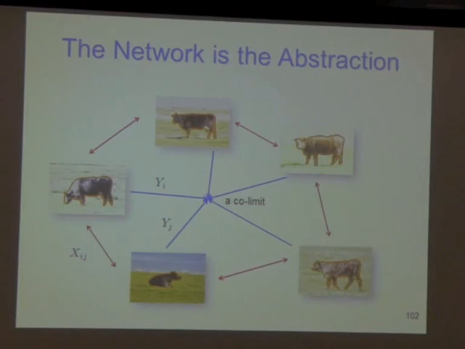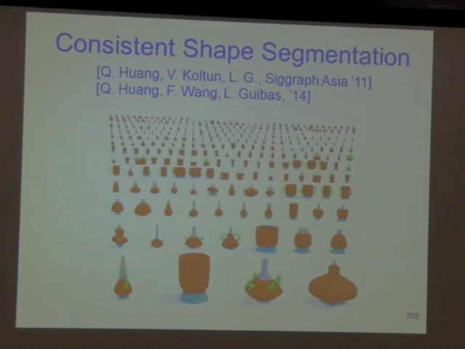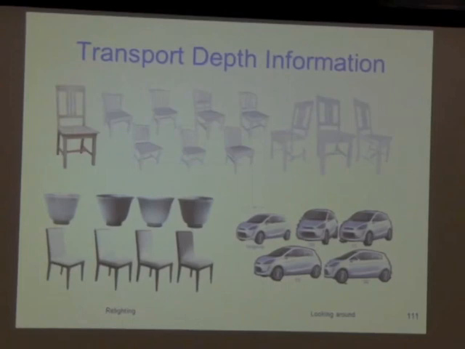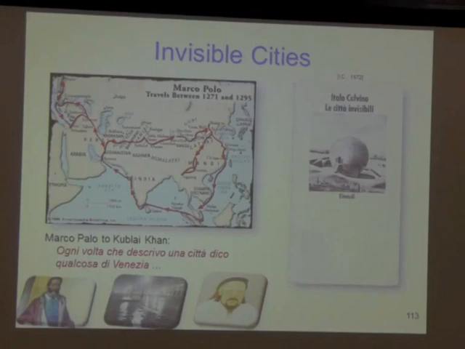Okay, I think I'm out of time and I have gone over, I'm sorry. So I'll skip some of these other newer things on doing segmentation of shapes, and also on trying to use mixed networks of shapes and images and transport information from shapes to images. Let me skip that and come back to my story about Marco Polo, because actually it's kind of interesting.